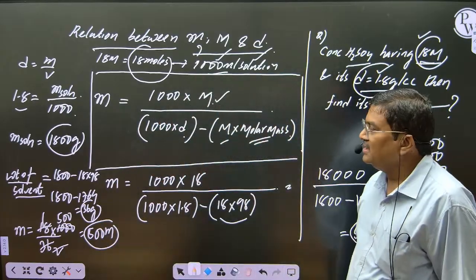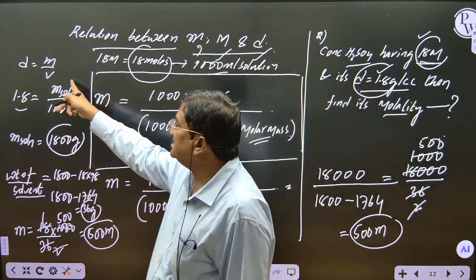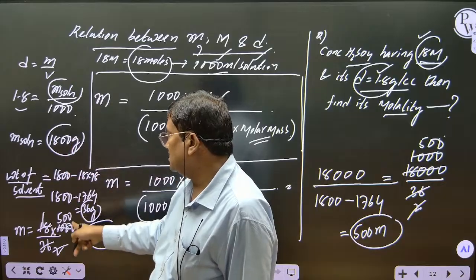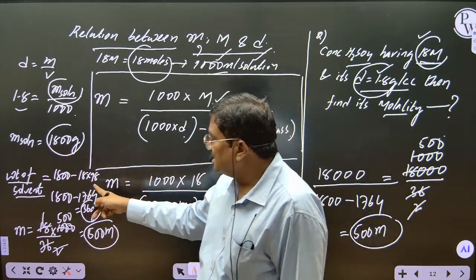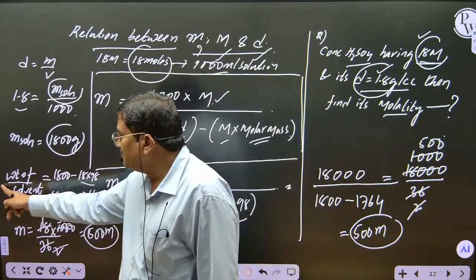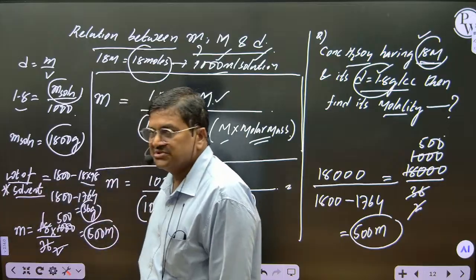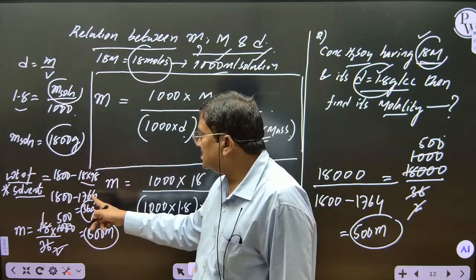See, without using the formula relation, what did we find? Density. From this density we found the mass of solution. After getting the mass of solution, what do we do? We have to subtract the mass of solute. What for? Since in molality we require the weight of solvent. So how do we get the weight of solvent? From the solution mass, subtract the mass of solute.